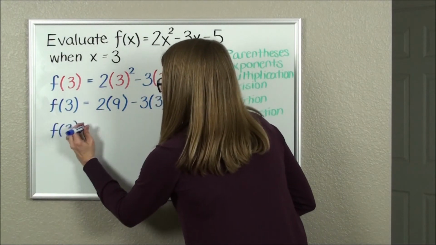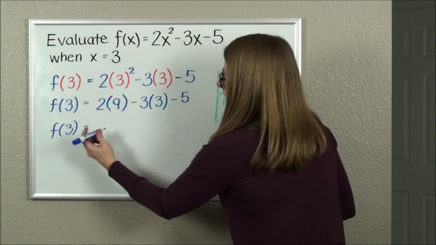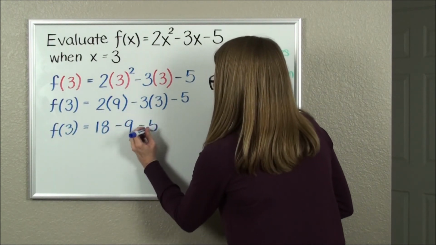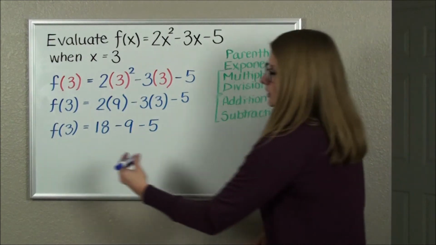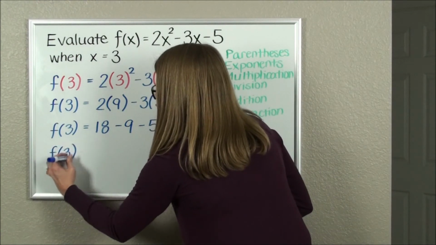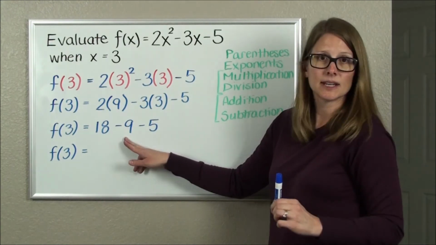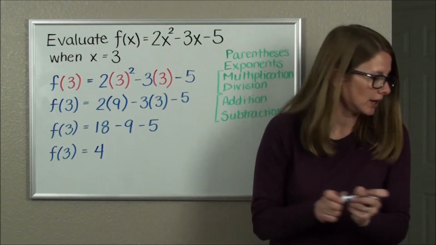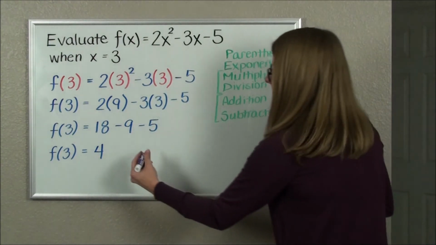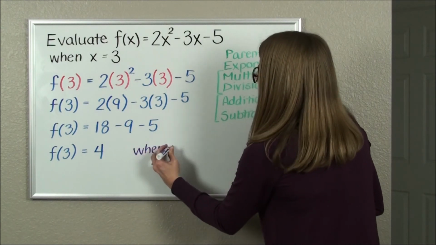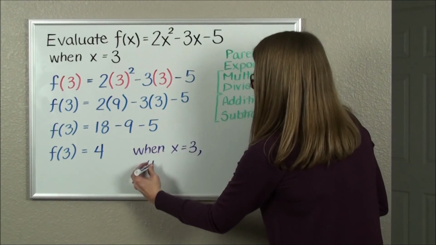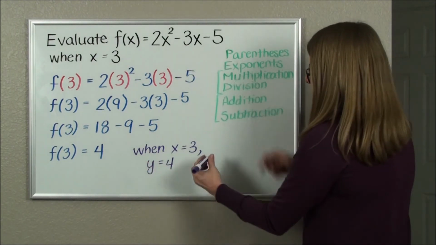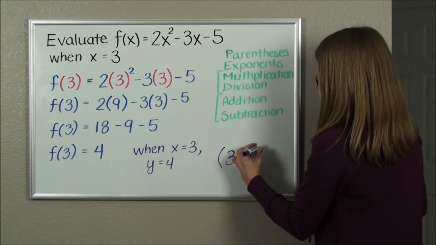So f of 3, not f times 3. 2 times 9 is 18. -3 times 3 is -9. And then we have minus 5. And so now it's the addition subtraction step, and we'll go from the left to the right. So 18 minus 9 gives us 9. That minus 5 is 4. And so for this last one, again, one more time saying what this means. This is telling us that for this function, when x equals 3, y equals 4, and so a point or an ordered pair that exists on this graph is 3, 4.